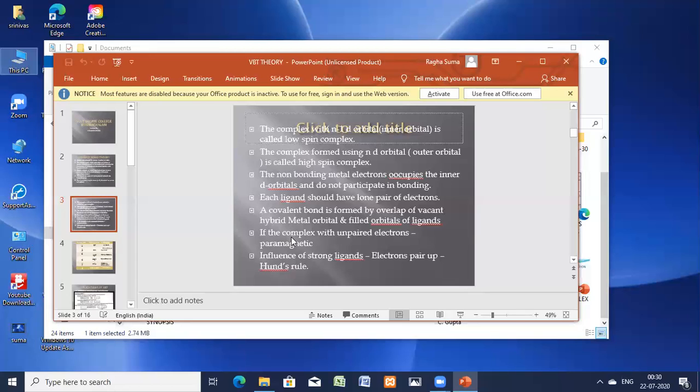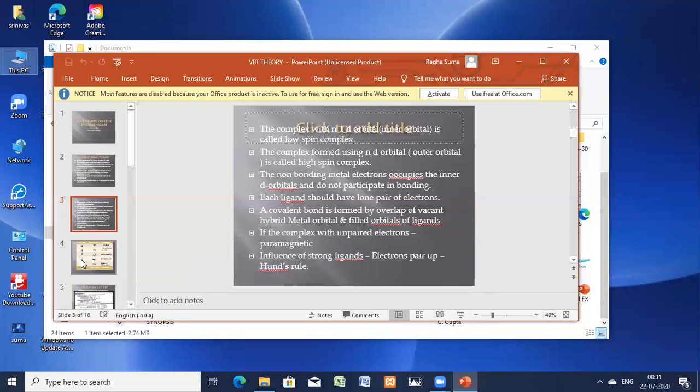Now, under the influence of strong ligands, Hund's rule is deviated. What is Hund's rule? All orbitals will singly occupy before they get doubled. Before the electrons double up, first they should get singly filled. But under the influence of strong field ligands, it goes against Hund's rule, so electrons pair up.